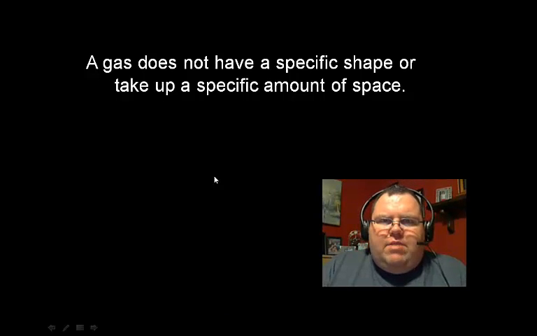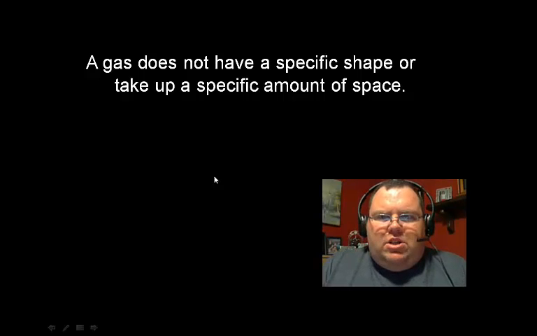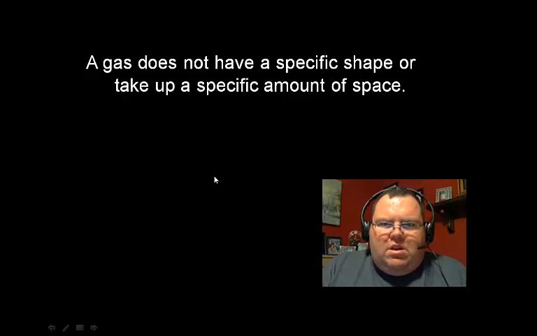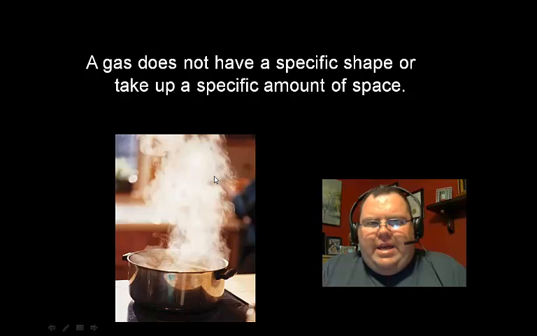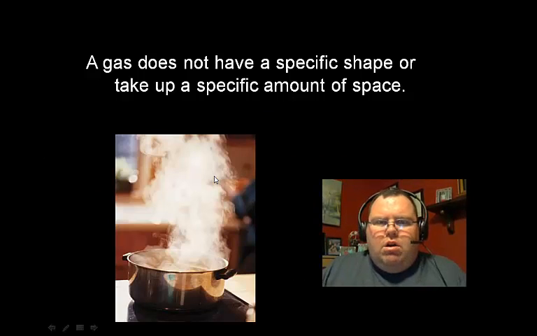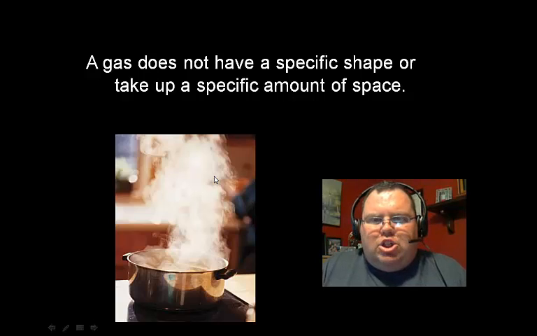And then we have gas. Gas does not have a specific shape or take up a specific amount of space. When we look at the steam here, it is going up into the air. It is a gas. It's in a gaseous state. Therefore, it is not going to take up a specific amount of space or take up a specific shape because it's a gas. If it was a solid or a liquid, then it would have those other 2 attributes. Because it doesn't, then we have gas.